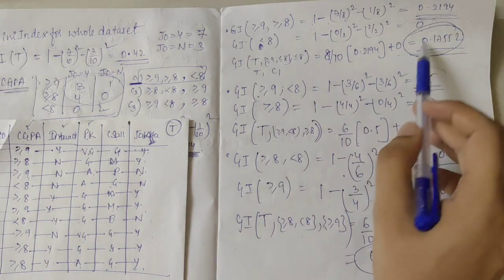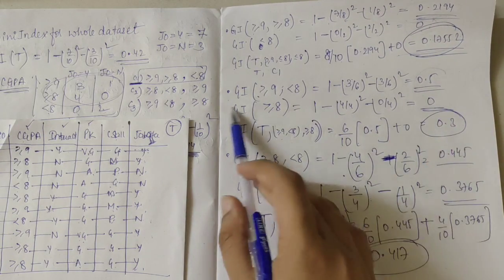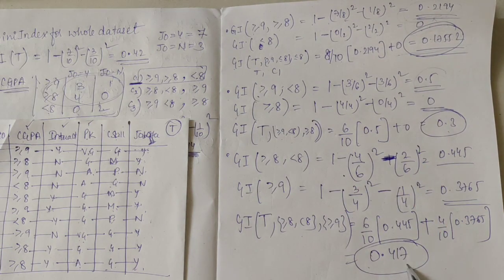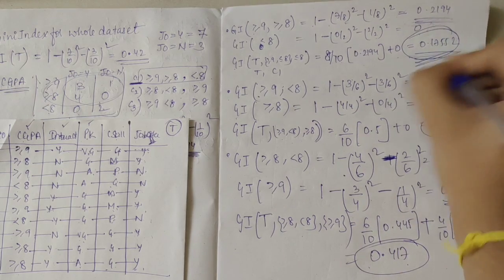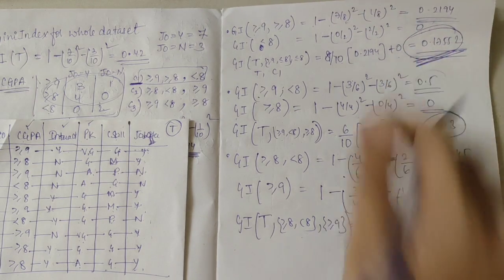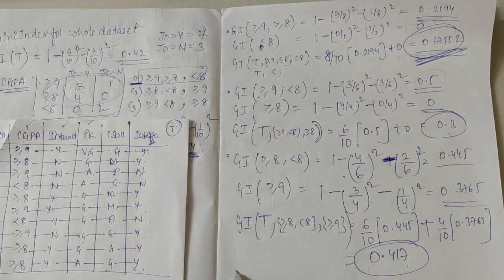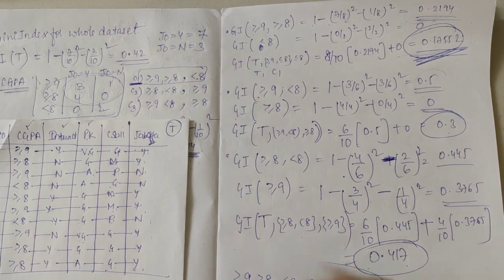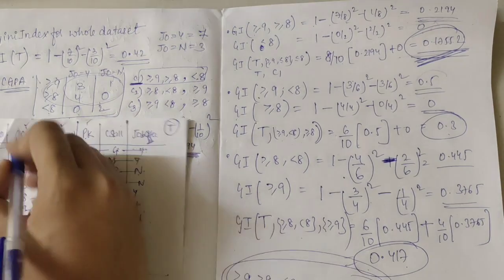So if you check for category 1, it is 0.17552. For 3, it is 0.3, and for 2, it is this. So comparing these three, this is the minimum value, right? Minimum Gini index gives the best splitting subset. So I'll consider this. So it would be greater than or equal to 9, greater than or equal to 8, and less than 8, with Gini index of 0.17552 would be selected as the best one in case of CGPA.